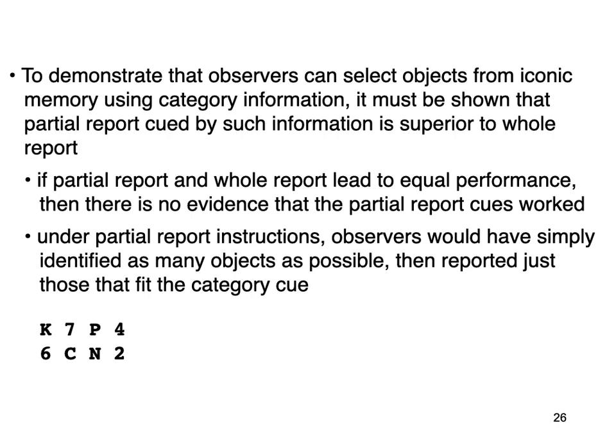So under partial report instructions, if you are able to select on the basis of meaning, I should be better in partial report, where I say letters versus numbers, than full report, where I just say, well, tell me whatever you see. If I ask you whatever you see, you're going to say K7P4 if you look at the first row. If you look at the bottom row, you'll say I saw 6CN2, which means you get 2 letters and 2 numbers. If I can get more than that based on partial report and I rely on the category as the cue, then it means I've actually got category information in the icon.